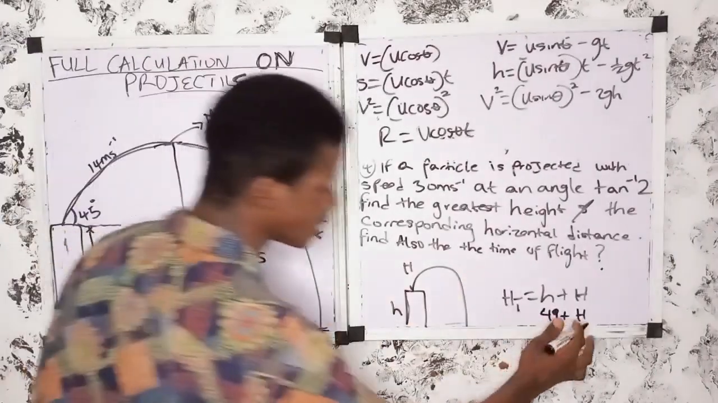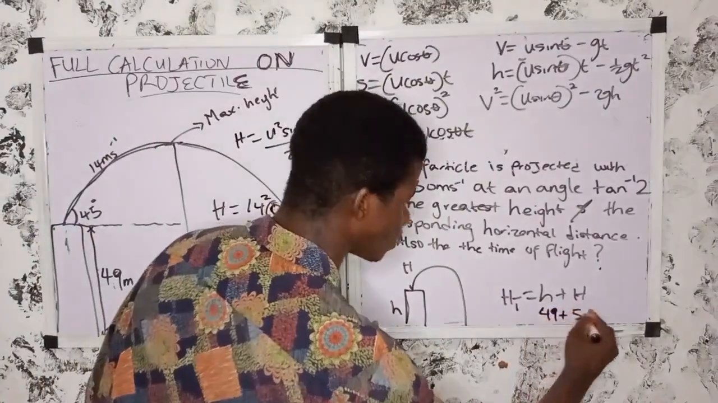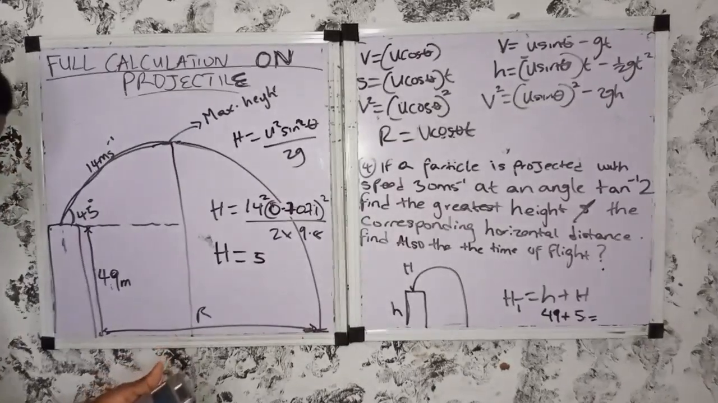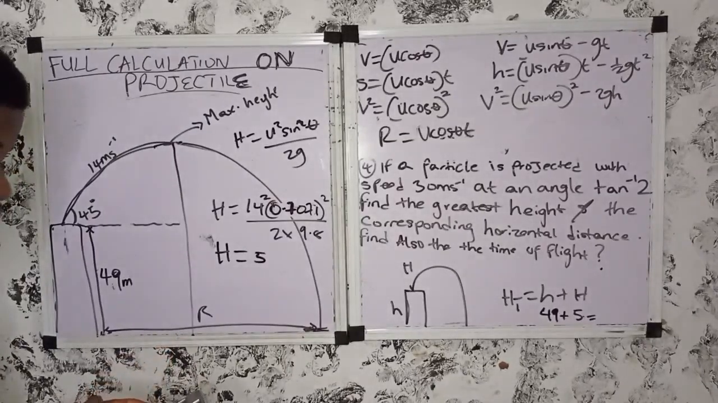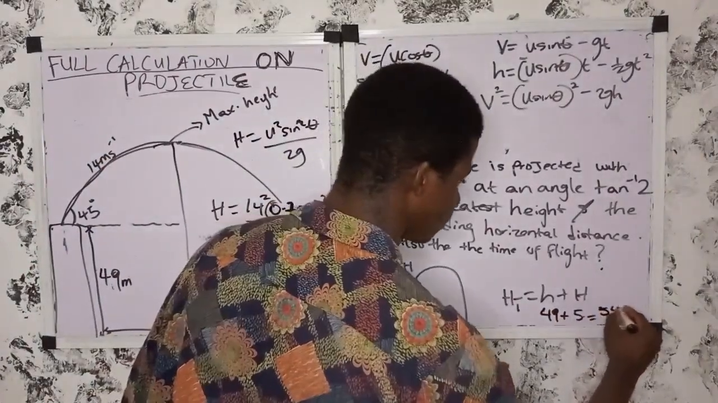Okay, so let's add this now. Our capital letter H is 5. So 49 plus 5 will give us 54. So the total height is 54 meters.